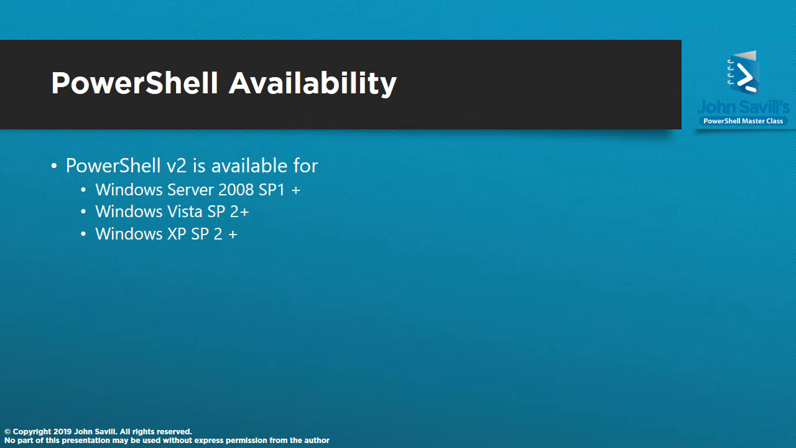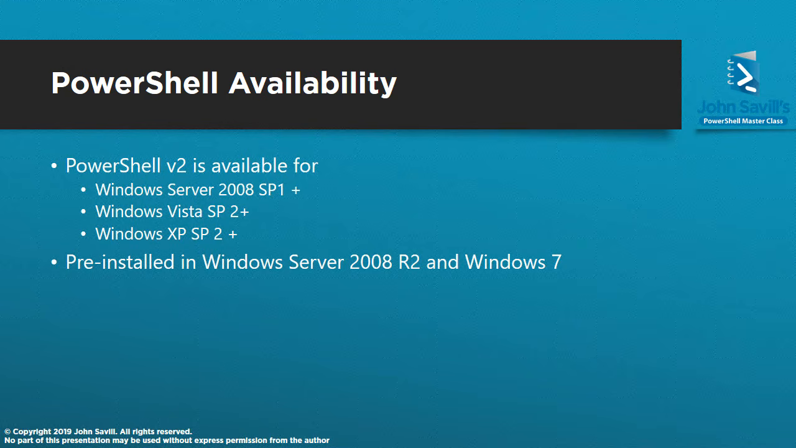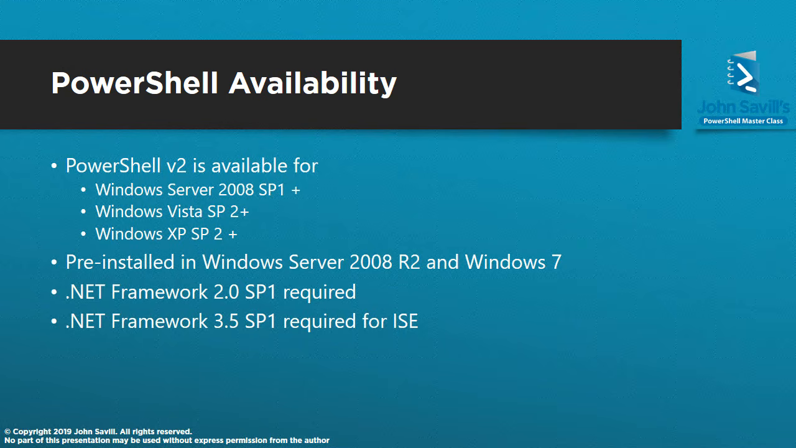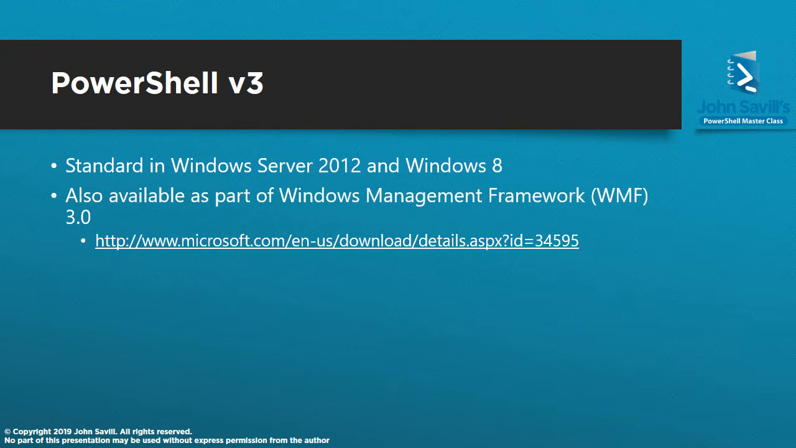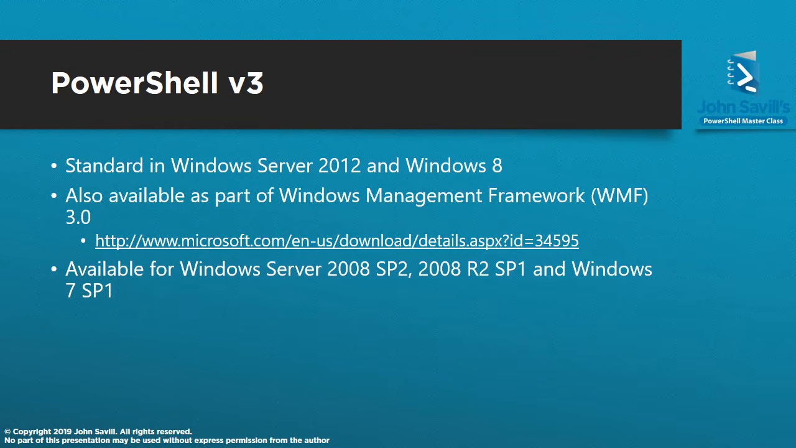How do I get PowerShell? Well, you've got it already, almost definitely if you're running on Windows. So PowerShell v2 was available all the way back to 2008 SP1. It was pre-installed on 2008 R2 and Windows 7. There were certain requirements, but we're really not going to worry about that. PowerShell v3 would be considered the bare minimum version. That was standard in 2012 and Windows 8. I could also get it as part of WMF, the Windows Management Framework 3. It was made available for 2008 SP2 and above.